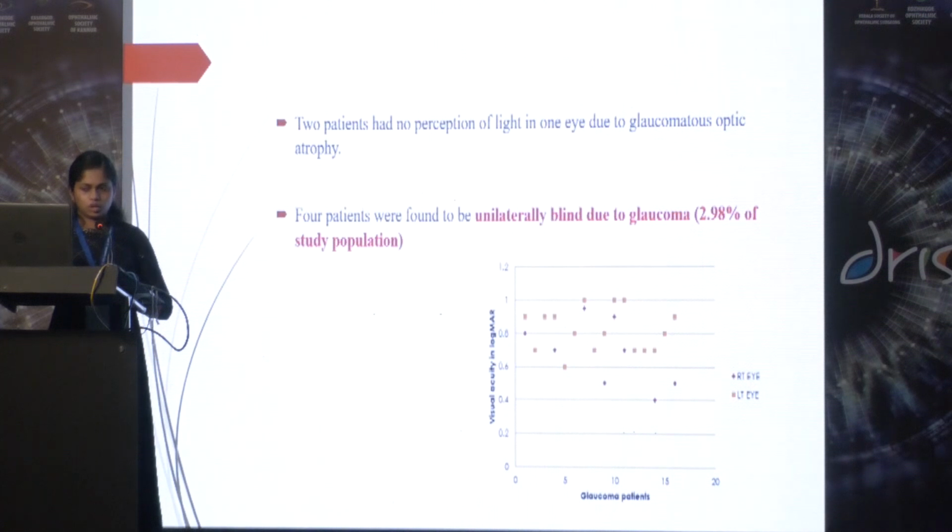2 patients had no perception of light in one eye due to glaucomatous optic atrophy, and 4 patients were found to be unilaterally blind due to glaucoma. That is 2.98% of the study population, where we define blindness as a visual acuity of less than logMAR 1.3.